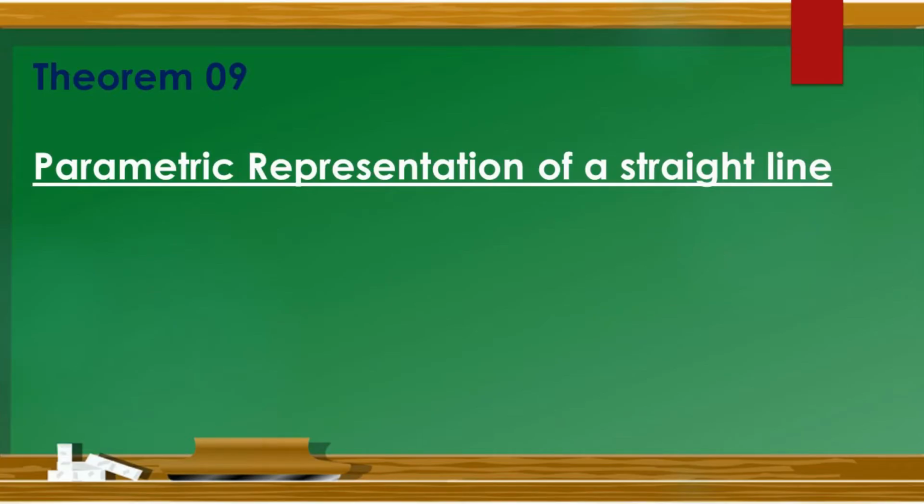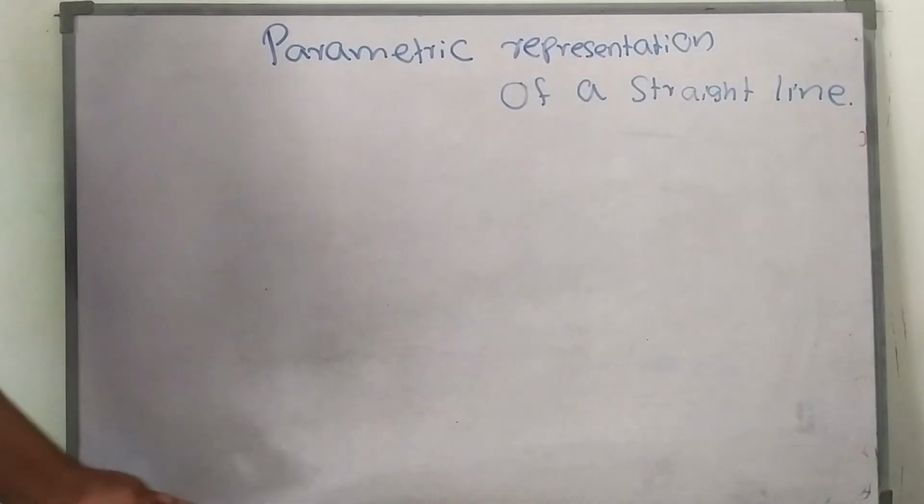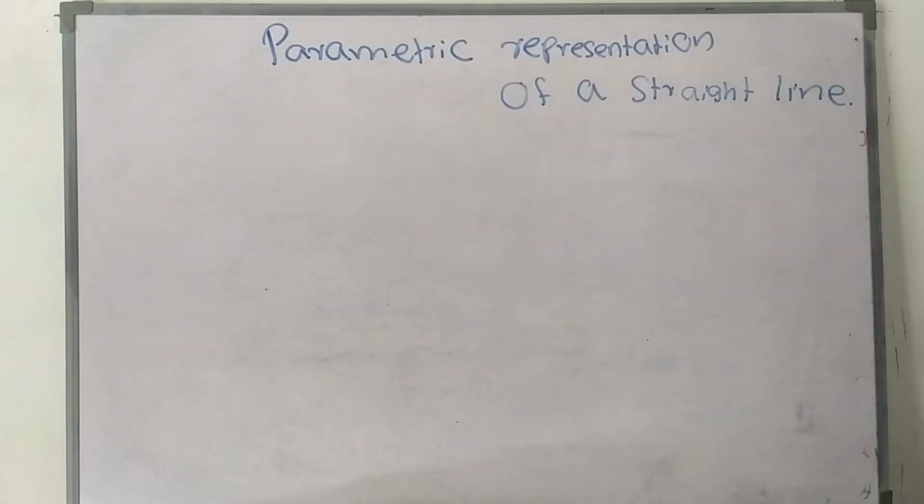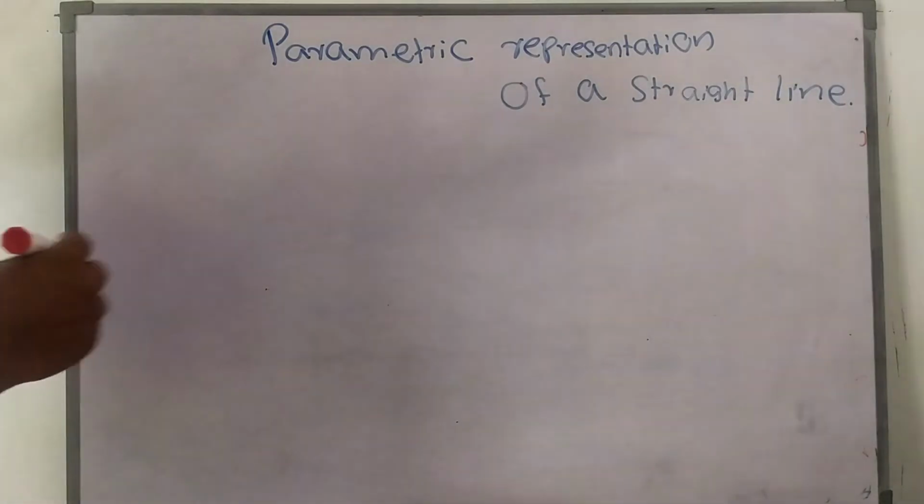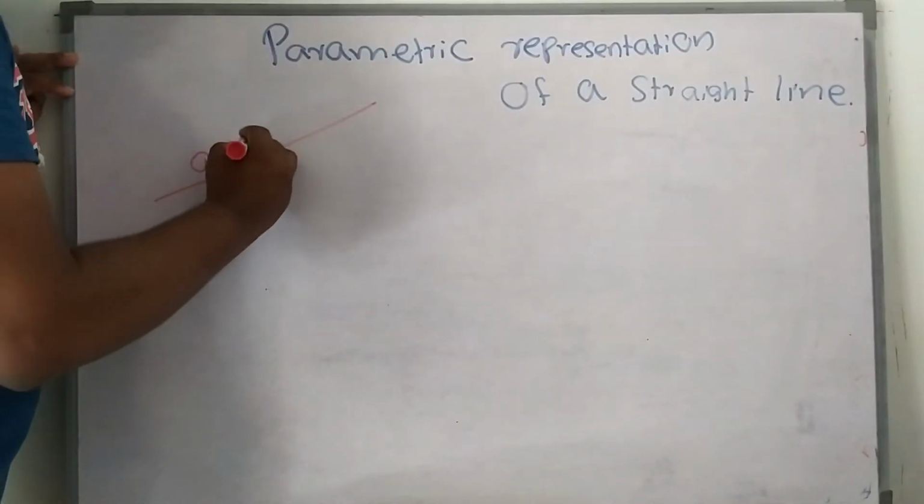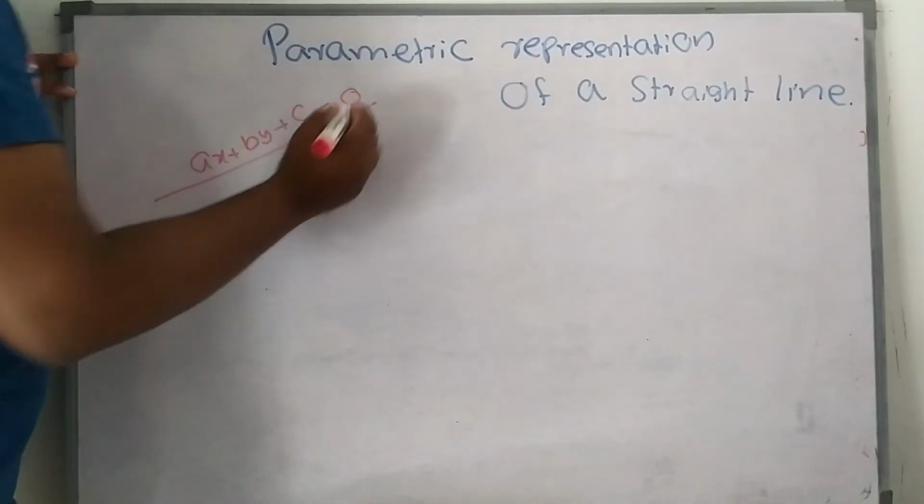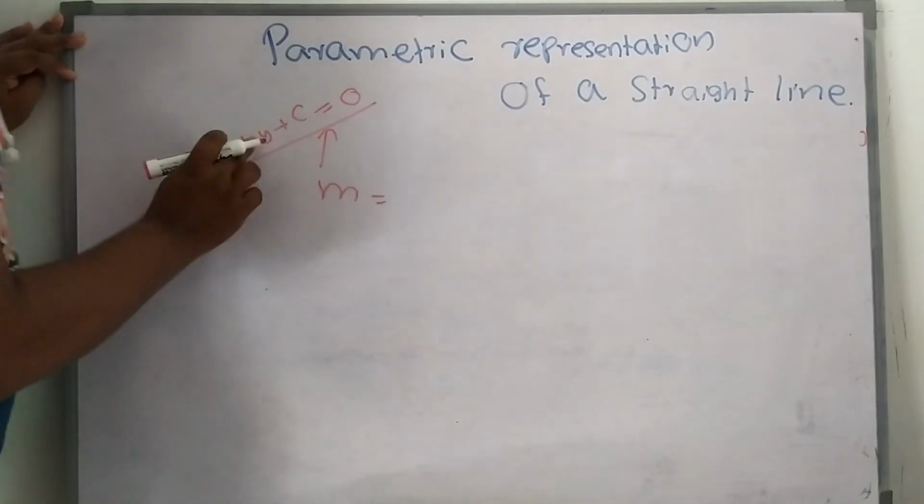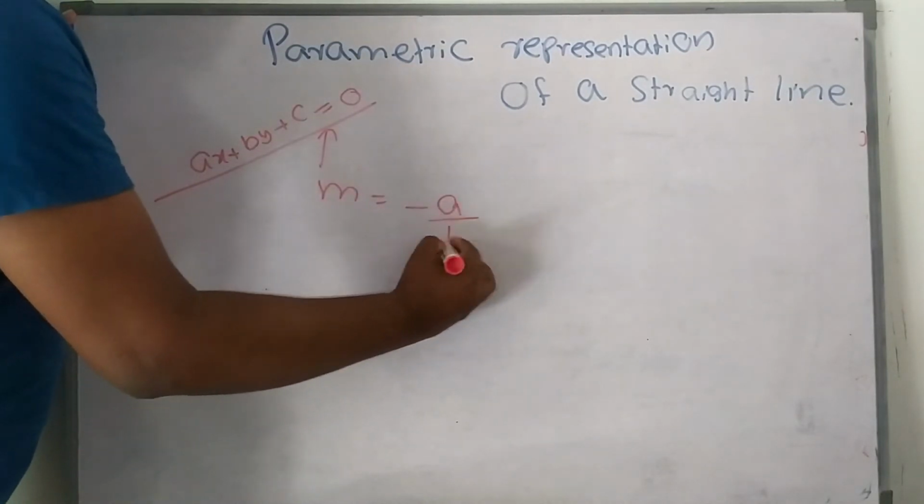Okay, children, let's move to our next theory part, parametric representation of a straight line. So why are we using this parametric representation? By using parametric representation we can find any coordinates of a given straight line, right? Just assume this is my ax plus by plus c equals 0, then the gradient will be minus a over b, right?